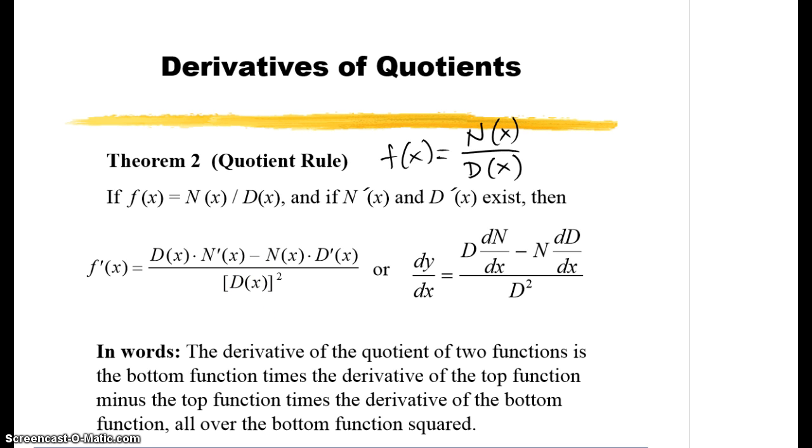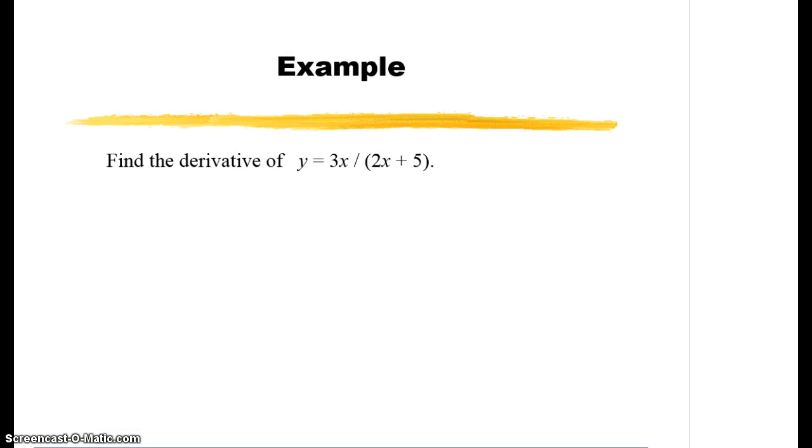In words, the derivative of the quotient of two functions is the bottom function times the derivative of the top function minus the top function times the derivative of the bottom function all over the bottom function squared. That's a lot to say. In words, it's quite wordy. But the formula is very helpful, as we could see in the following example. Find the derivative of y equals 3x over 2x plus 5. Here it is written as a fraction, or as a quotient.